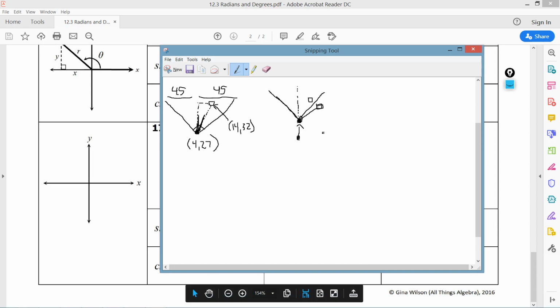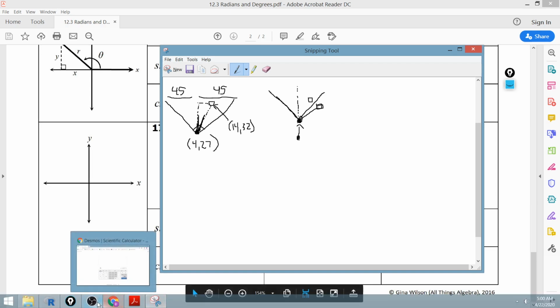Okay, so I hope that gave you a good example of how trigonometry gets used in something in the real world, so you don't think this is a total waste of your time.